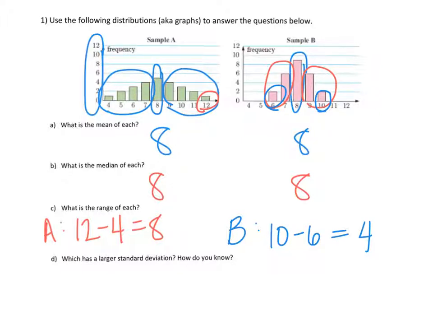So then I'm hoping that part D seems sort of straightforward. Which one has a larger standard deviation? Well, the one with the larger range. There's more variety in the values. So sample A, because the values are more spread out.